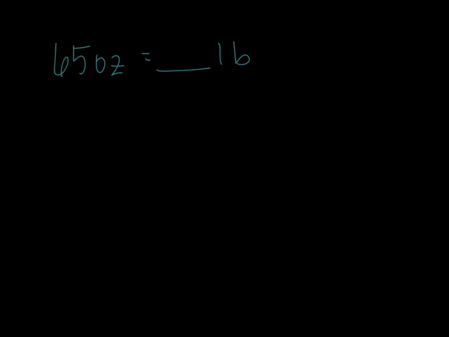So this first problem, I have 65 ounces and I want to know how many pounds that is. To use dimensional analysis, the first thing you do is write down what's given to you. I've been given 65 ounces and I have to go to pounds. The second thing you have to do is come up with some sort of plan. The little unit conversion papers that I gave you in class, those will be the ones that you'll be able to use on the test.